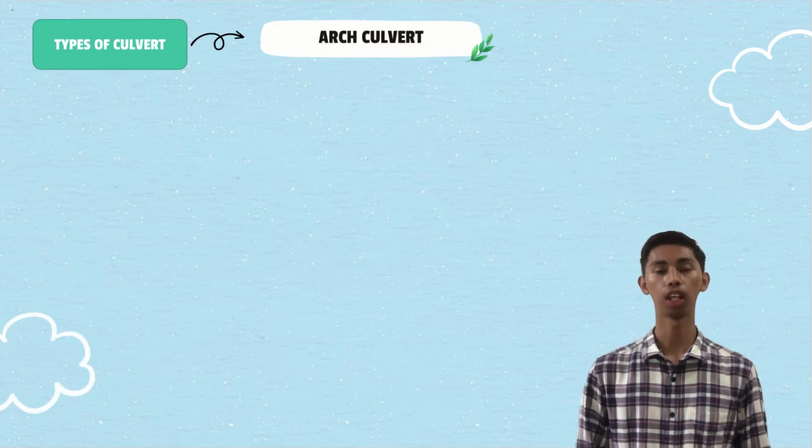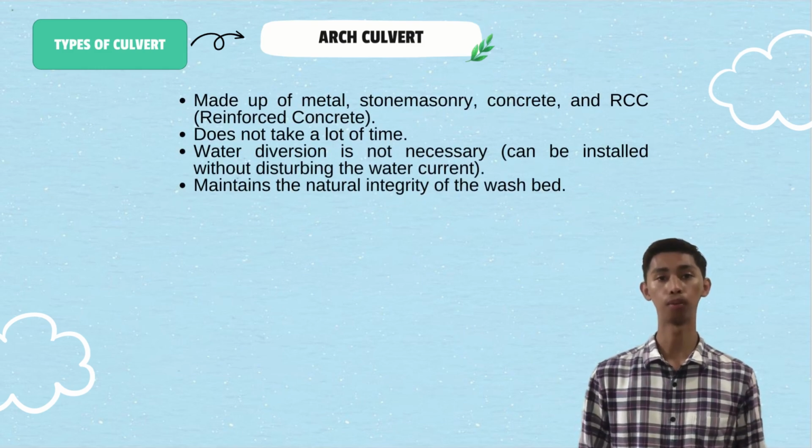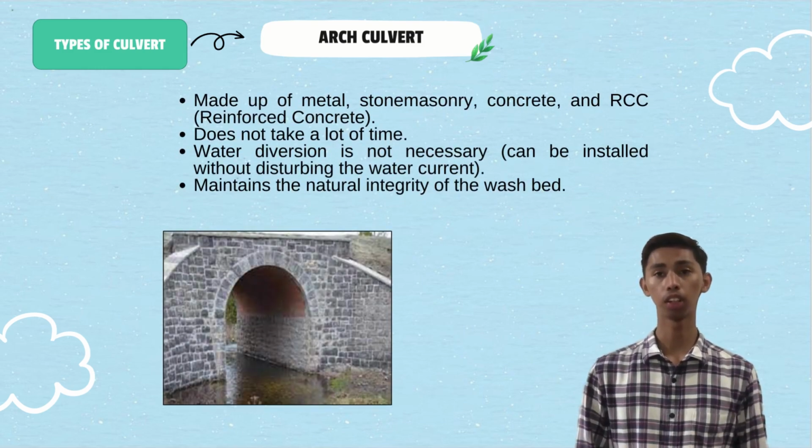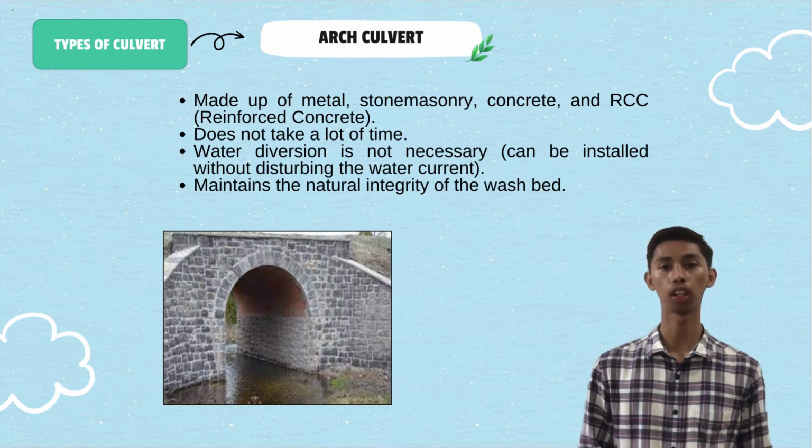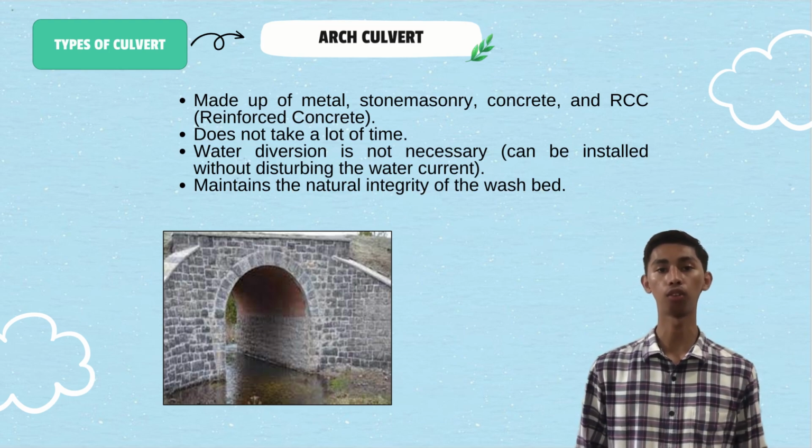Now, I would like to continue with types of culvert, which is arch culvert. An arch culvert is made up of metal, stone masonry, concrete, and RCC, which is reinforced concrete. Construction does not take a lot of time, and unlike box culvert, water diversion is not necessary, as it can be installed without disturbing the water current. This type of culvert maintains the natural integrity of the washbed.